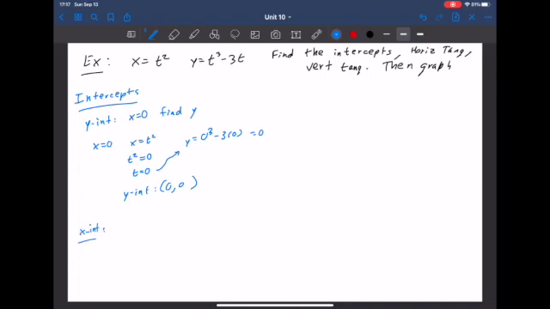X-intercept. We start with the idea that, well, y would be 0 at an x-intercept. So 0 would be t cubed minus 3t. Start factoring it.